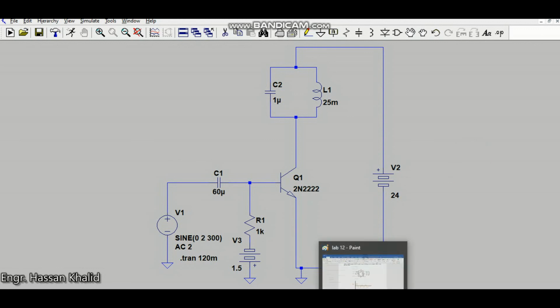So I do hope that you have concluded that the class C type amplifier with the tuning circuit is much more highly efficient as compared to all other classes, that were A, B and AB. Okay, so thank you very much.